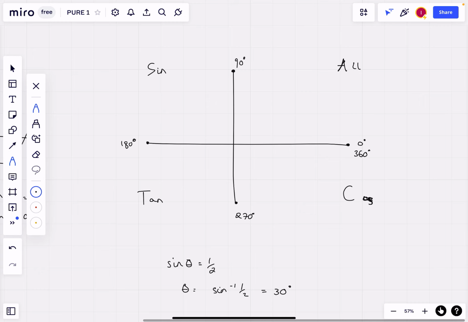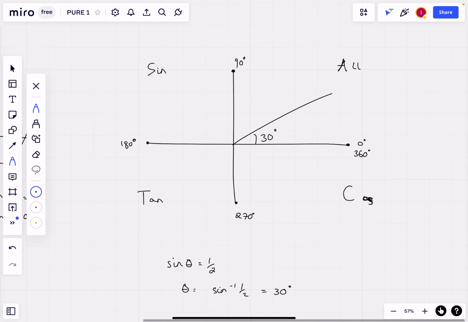In my cast diagram, according to the values that I have at each point, 0, 90, 180, 270, I'm going to draw a line representing 30 degrees. It doesn't have to be exact, it can be as rough as you want, but it has to kind of make sense. That's 30 degrees.